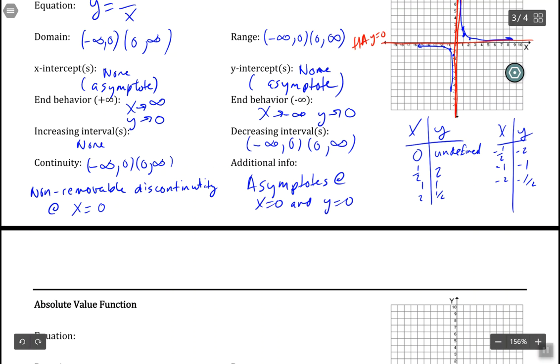Am I making a big deal of that? I am. Because if you can find your asymptotes, you're in great shape. The problem is y'all can't ever find your asymptotes.